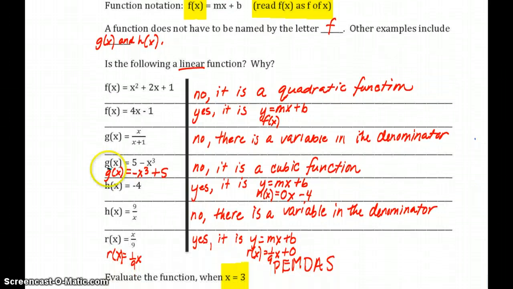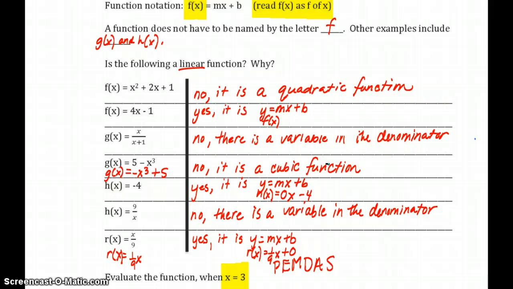Going on, this one, g of x equals 5 minus x cubed. Now, it wouldn't typically be written this way. Correctly written as g of x equals negative x cubed, or negative 1x cubed, plus 5. And this also has an exponent. It's to the third power, so no, it is not a linear function. It's actually a cubic function.